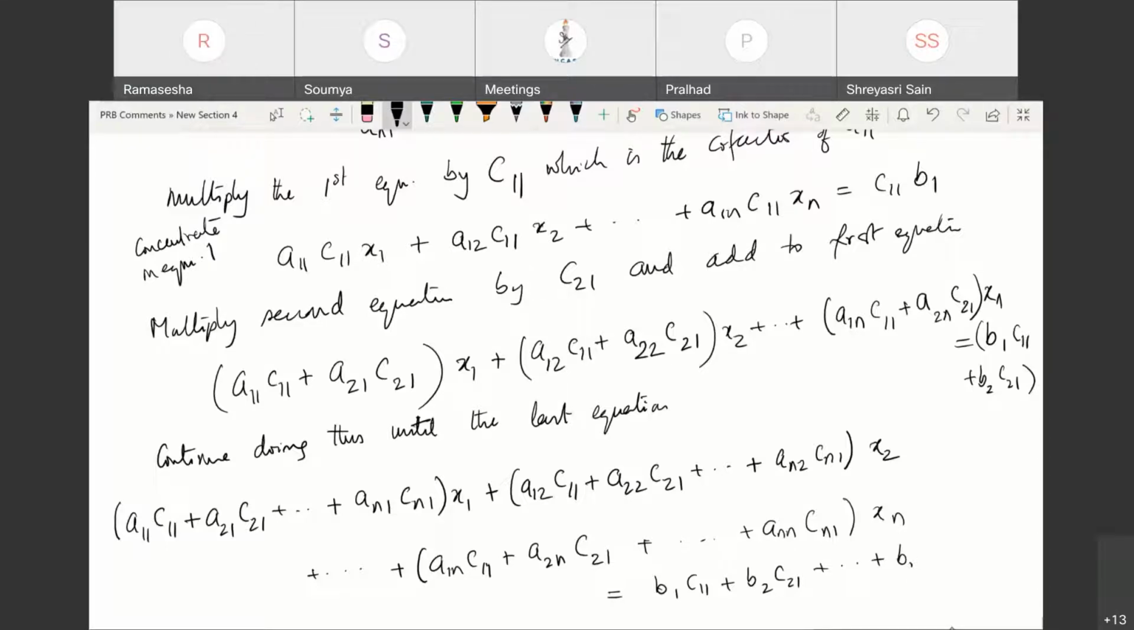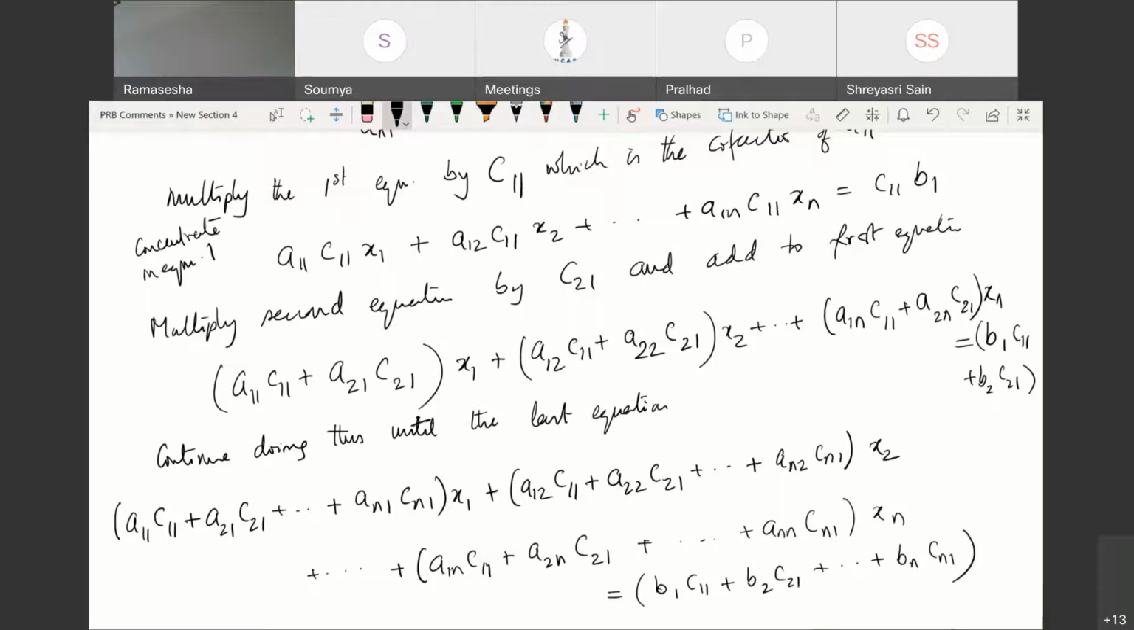Yes, sir. Okay, all I have done is multiply each of the subsequent equations by C21, C31, etc. to Cn1, and then add them all up to the equation 1, which was earlier multiplied by C11.